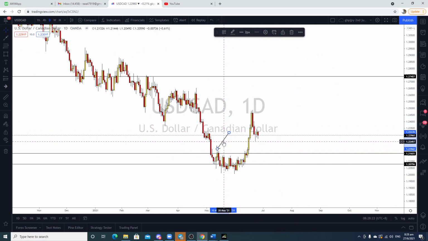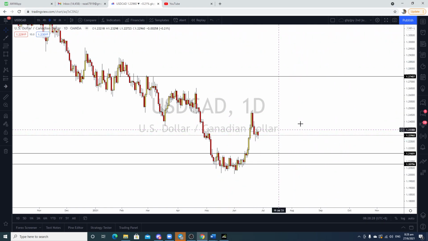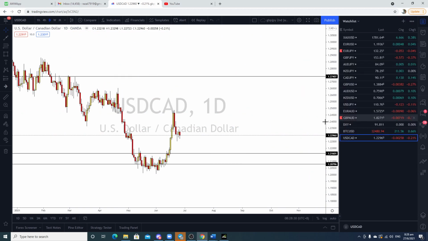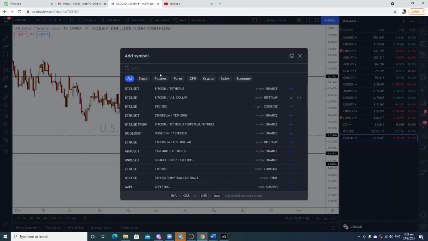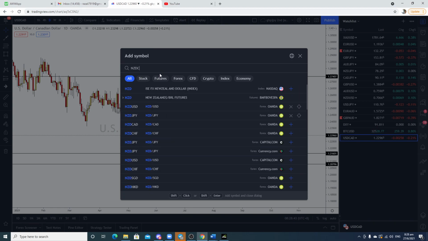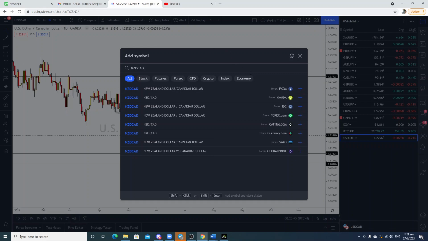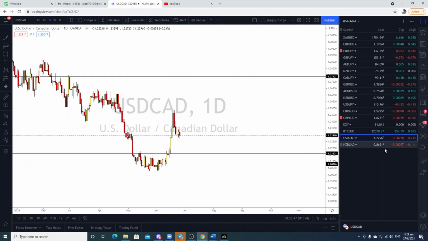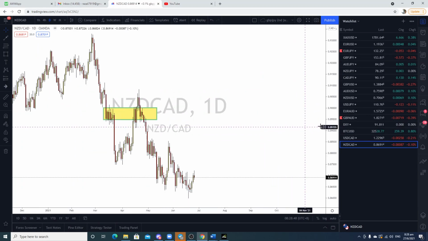So I expect the US to be strong one way or the other in this case, and the CAD to be weak. So in this case, USD CAD I'm looking for a buy, and NZD CAD I'm also looking for a buy, which I already entered much earlier than this. Let me go to NZD CAD, which is right here, which I already entered a bit earlier.